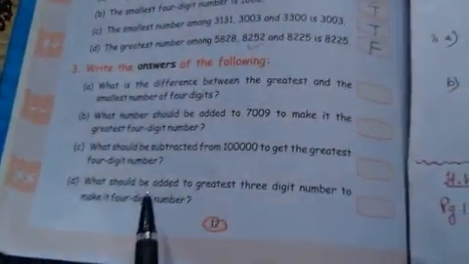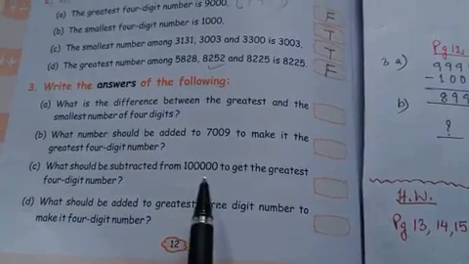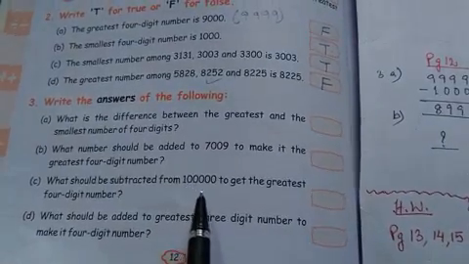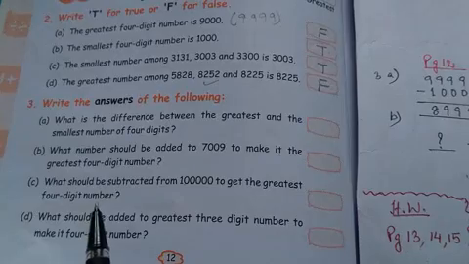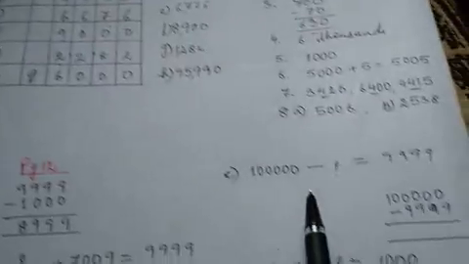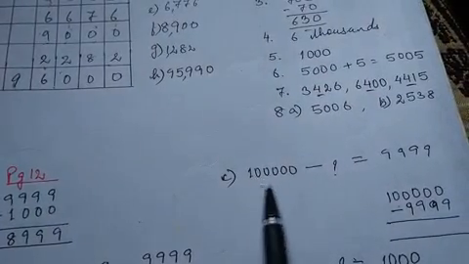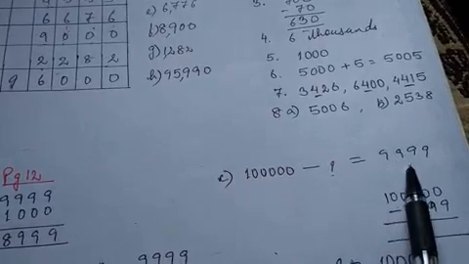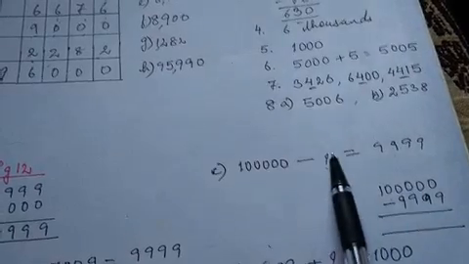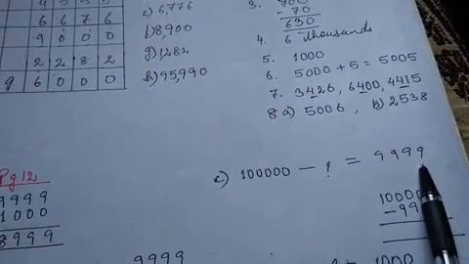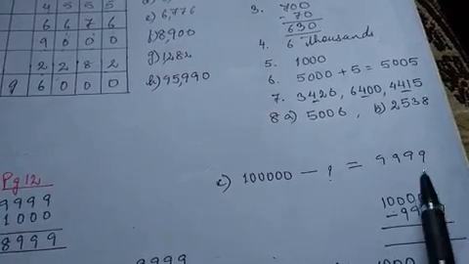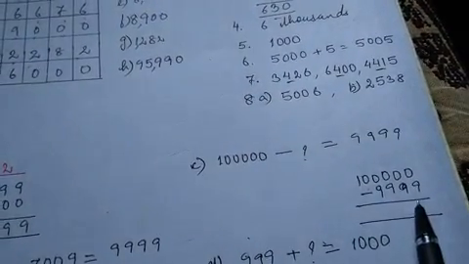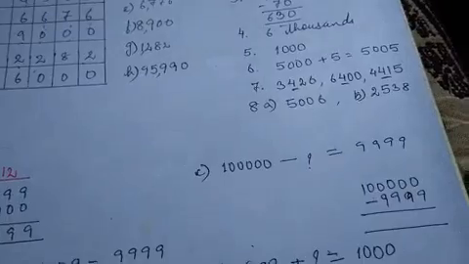Now question number C, what should be subtracted from 1 lakh to get the greatest 4 digit number? This is ones, tens, 100, 1000, 10,000, lakh. So this is also the same way. What should be subtracted from this big number? If you don't know how to count, this is actually 1 lakh. In this case, let me bring this side. As I have taught you before, we need to subtract this greatest 4 digit number from 1 lakh.